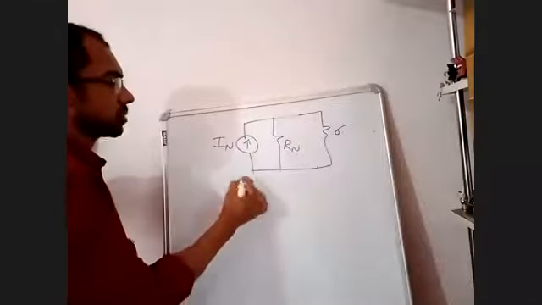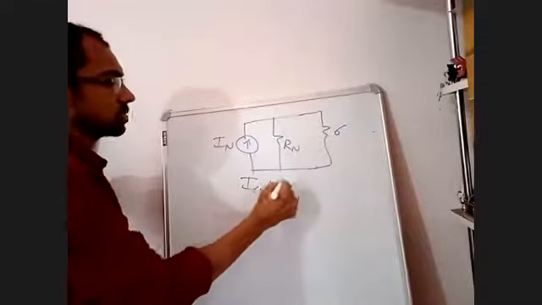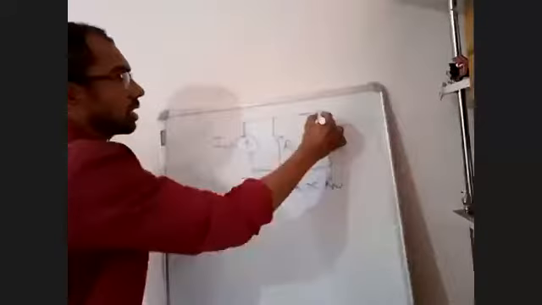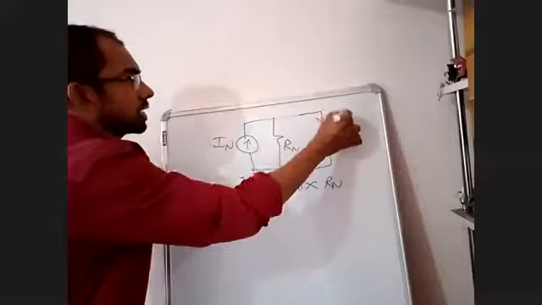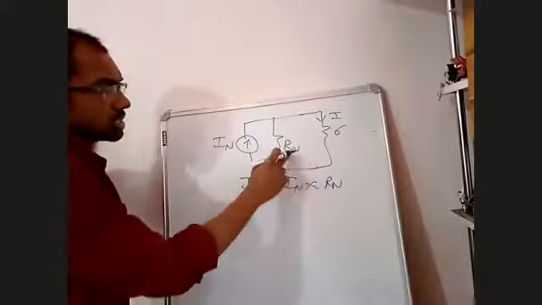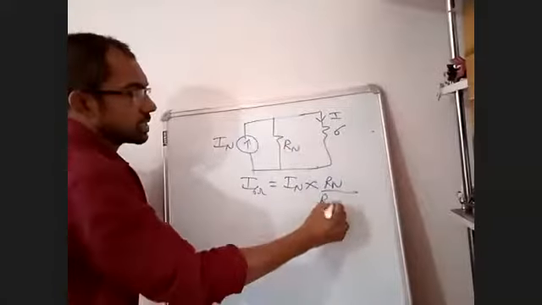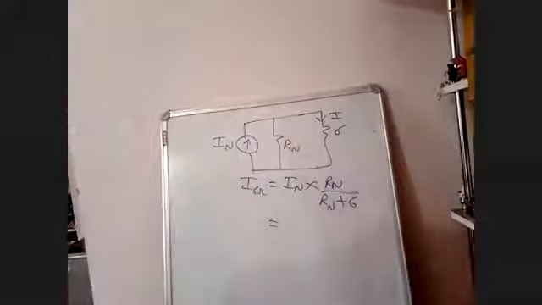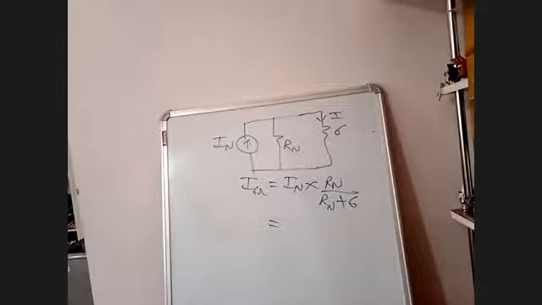Therefore, current in 6 ohms I want. Current in 6 ohms is equal to total current into opposite branch, that is, I want the current in 6 ohms. Opposite branches Rn divided by total resistance of parallel branches. We know In and Rn. We can determine the current in 6 ohms.